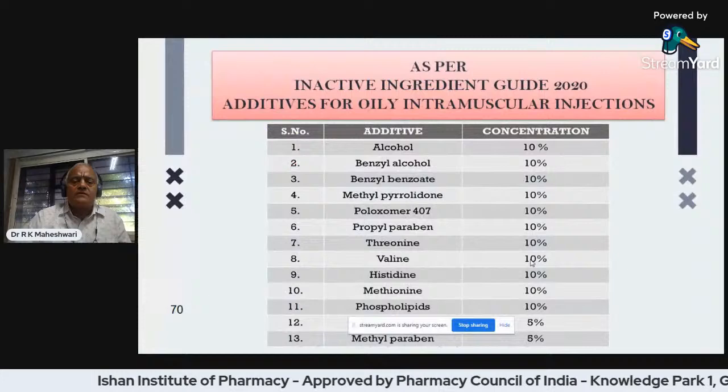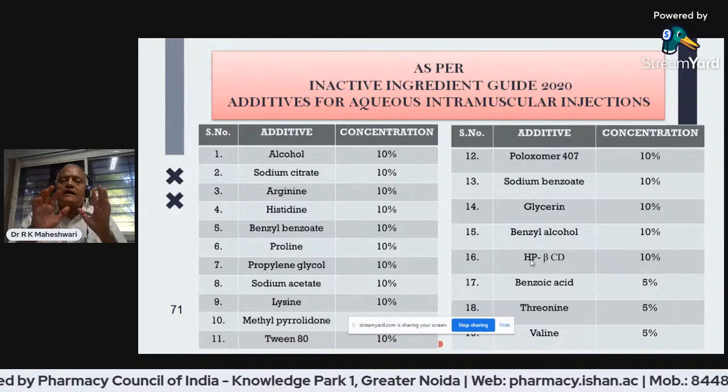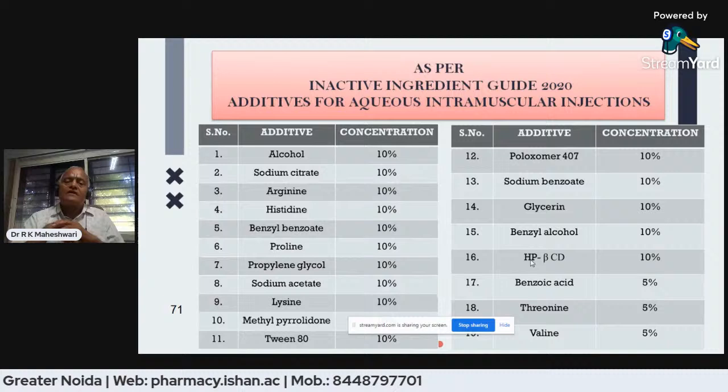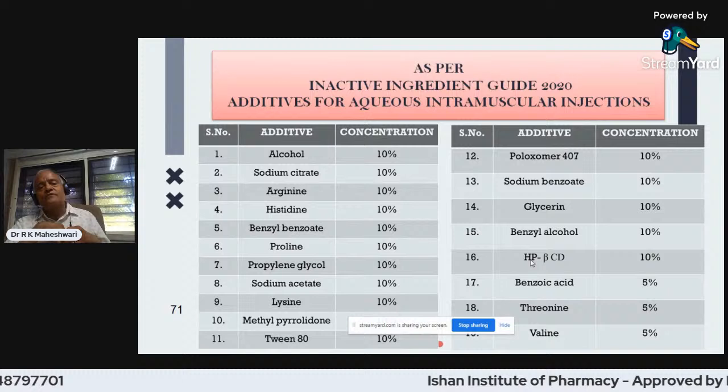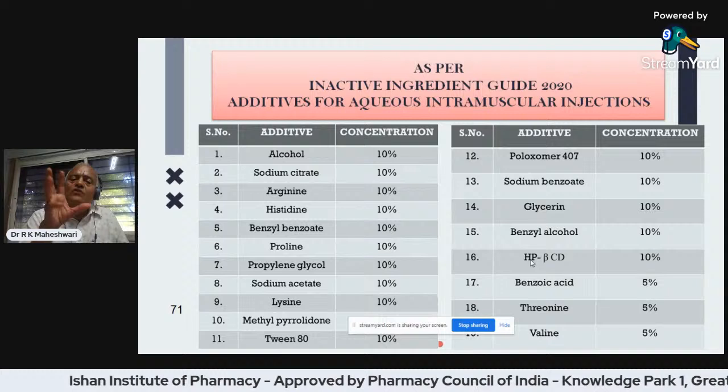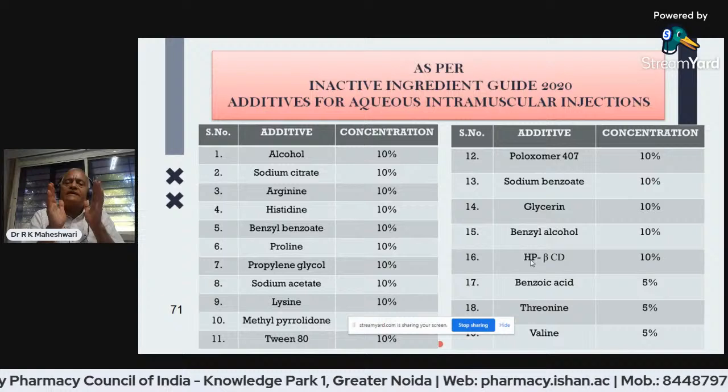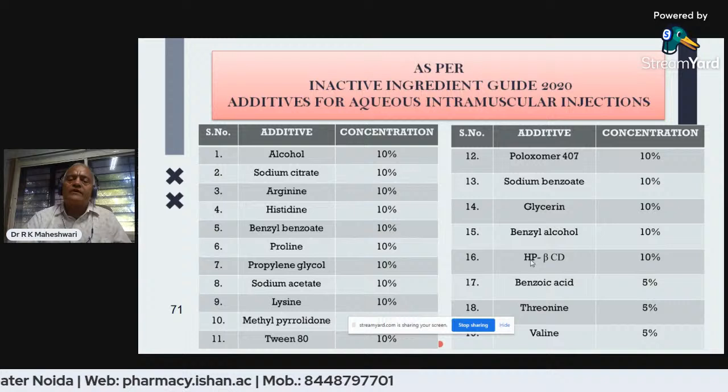What is this slide? This slide gives the inactive ingredient guide. These are additive concentrations which can be employed in intramuscular injection as per the Inactive Ingredient Guide book 2020. This is the book which gives the concentrations of inactive ingredients which can be employed in your formulation. I have taken this small list from this book, which is followed by pharmaceutical manufacturers.